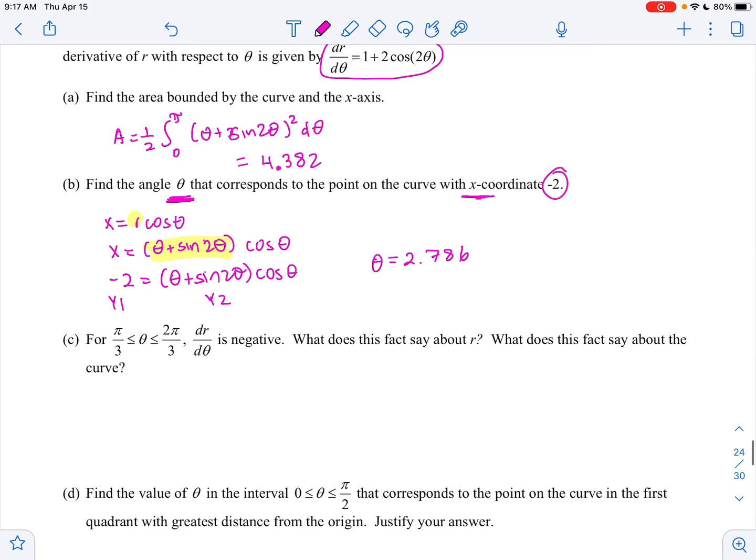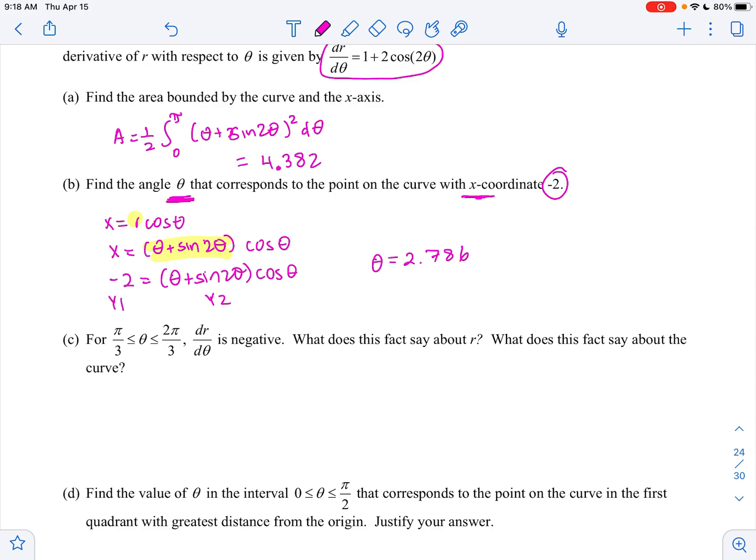For part C, for values of theta between pi over 3 and 2 pi over 3, they're stating that dr/d theta is negative. What does this fact say about r? What does this fact say about the curve? Okay, so the value of r, what does this fact say about r?